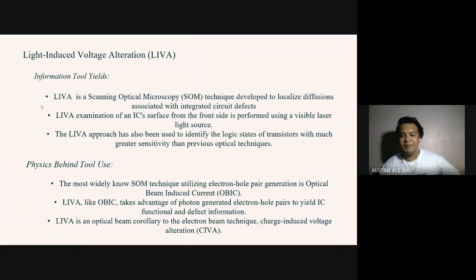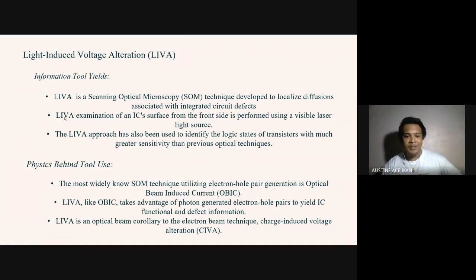The LIVA signal is derived from a voltage fluctuation on a power supply, whereas the OBIC signal is generated by a current flow at a specific junction on the IC. The LIVA approach has also been used to identify the logic states of transistors with much greater sensitivity than previous optical techniques. The most widely known SOM technique utilizing electron hole pair generation is optical beam induced current. Like OBIC, LIVA takes advantage of photon-generated electron hole pairs to yield IC function and defect information.